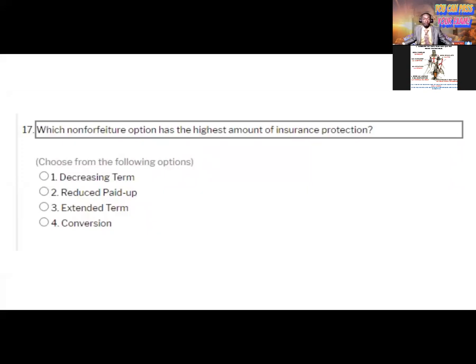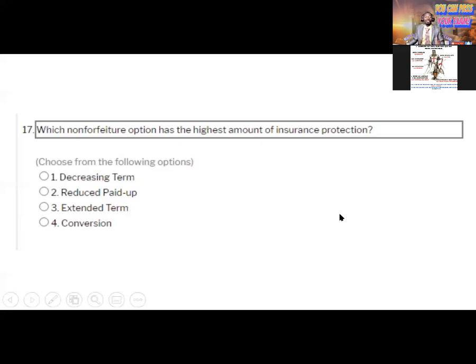Here's the next question. They say, which non-forfeiture option has the highest amount of insurance protection? Now you need to know there's 3 non-forfeiture options: reduced paid up, extended term, and cash surrender. Now this is the key word on this one. It says highest amount of insurance protection. So one of the non-forfeiture options covers you for the highest amount. Then we need to know which one.